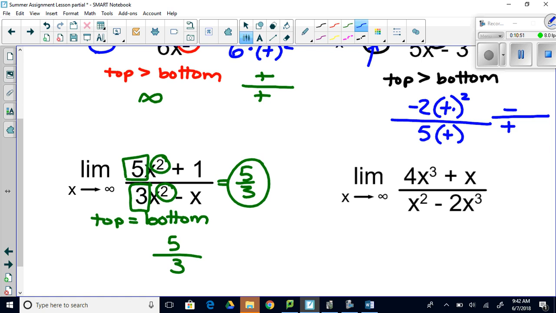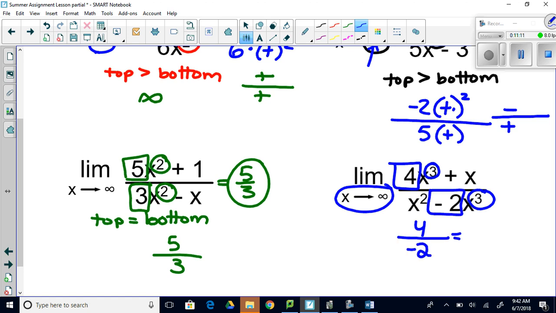If we come over here, same thing. X is going to infinity. So we look at our exponents. Our biggest exponent here is 3. The biggest exponent here, or the bottom, is 3. So we just divide our leading coefficients. In this case, the number in front is 4. In this case, the number in front is -2. 4 divided by -2 is -2. So that's how we do the limits at infinity.